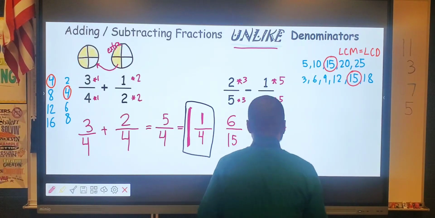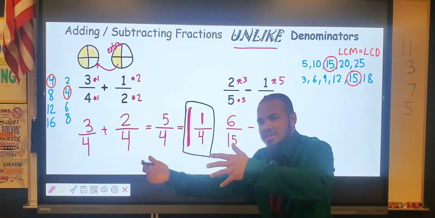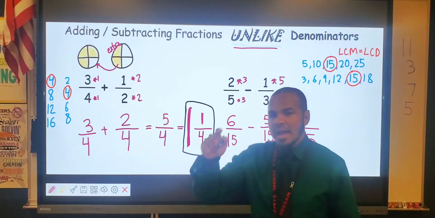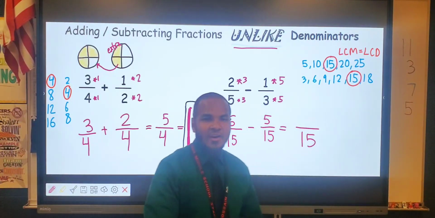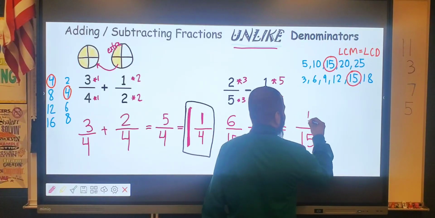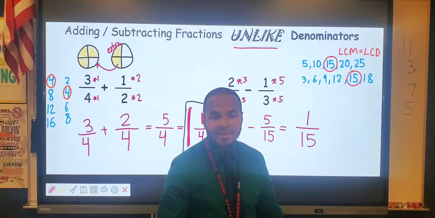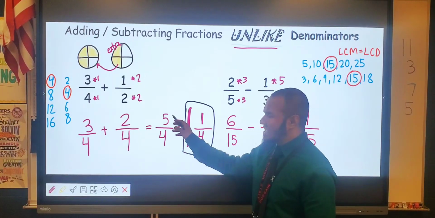But let's go ahead and do it. As we all know, right, the denominator stays the same. So I'm going to go ahead and keep the denominator as 15. And then all I got to do is take my numerator, which in this case is 6 minus 5. And 6 minus 5 is 1. And anytime you see a 1, you are done. That is already simplified.